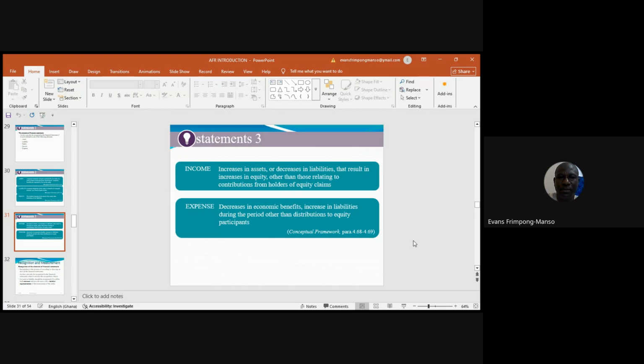Technically, when we say income, it means your asset is increasing or your liability is decreasing. So income is increases in assets or decreases in liabilities. That is the key word. The more your asset increases, the more income you have. And the more your liability is decreasing, it means more money is in your pocket.